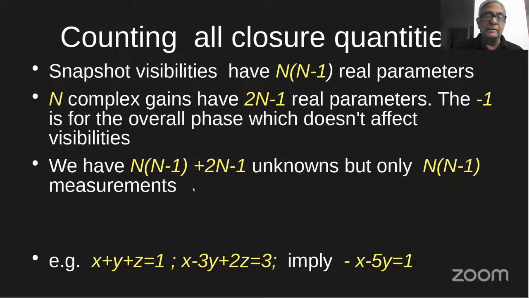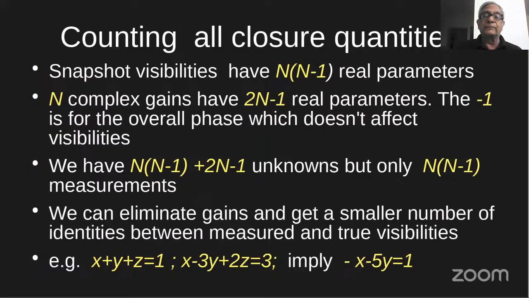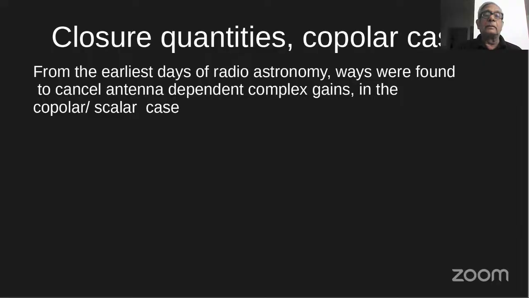So that's the general concept of closure quantities: elimination of the unknown gains, and you get a smaller number. So now let's see how this works out in practice. From the earliest days of radio astronomy, ingenious ways were found by ingenious people to cancel these antenna-dependent complex gains by forming appropriate combinations of the measured visibilities. So they're basically of two kinds.